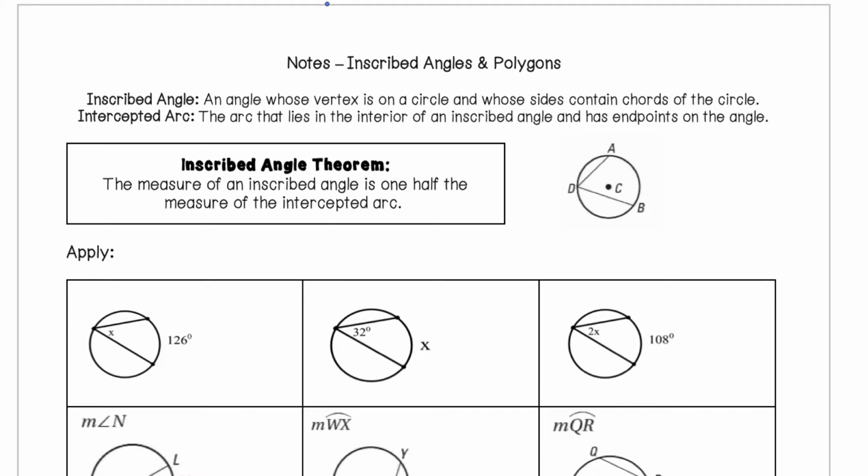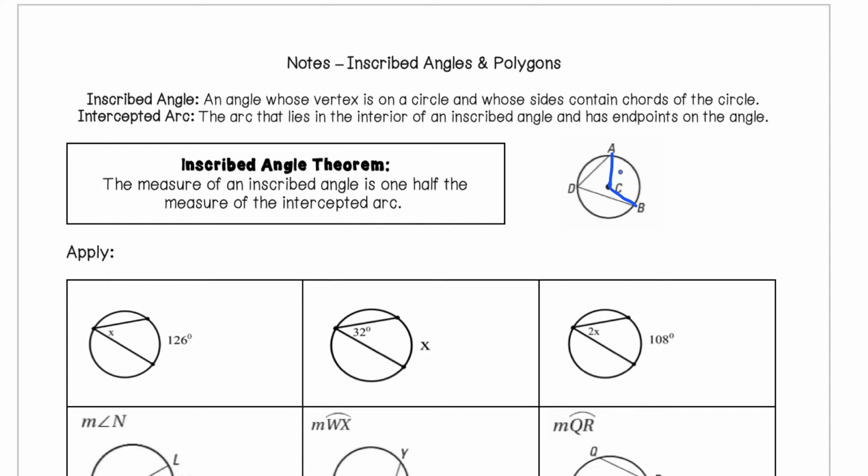In this video, I'll be going through our notes on inscribed angles and polygons. So an inscribed angle is an angle whose vertex is on a circle and whose sides contain chords of the circle. So notice that this is not a central angle. Last class we looked at the angle ACB and we would have said that's a central angle because its vertex is the center of the circle.